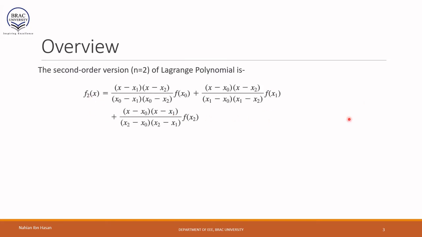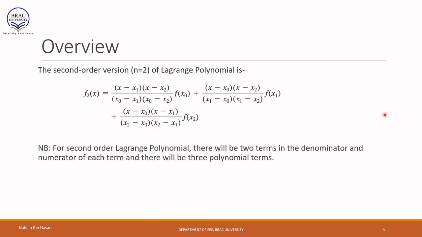Okay, so this is just an extension of the first order case. So this term here is L0 of x, this is L1 of x, and this one is L2 of x. Okay, so these are the Lagrange interpolating polynomial terms. Similarly, you can easily determine the equation that can be used for n equal to 3, n equal to 4, n equal to 5, and so on, whatever order you like.